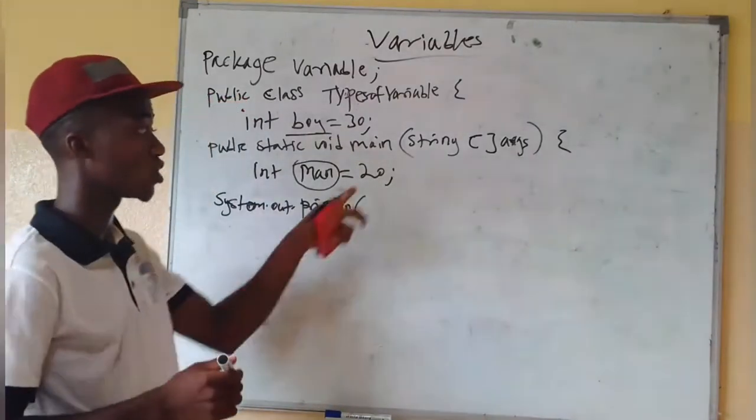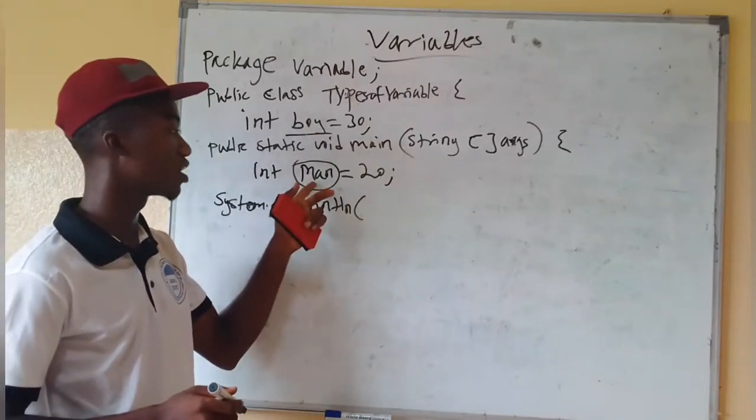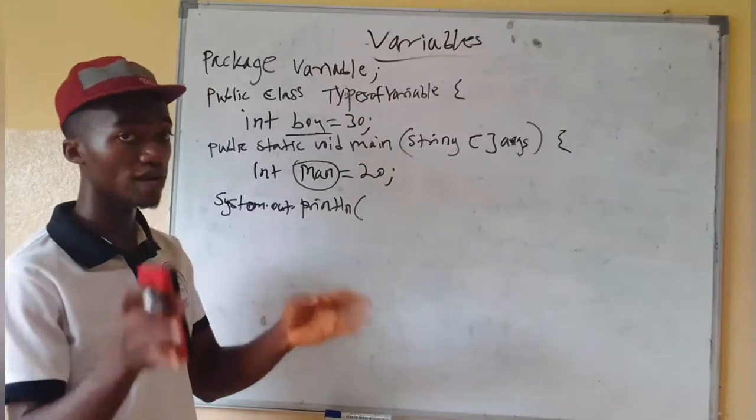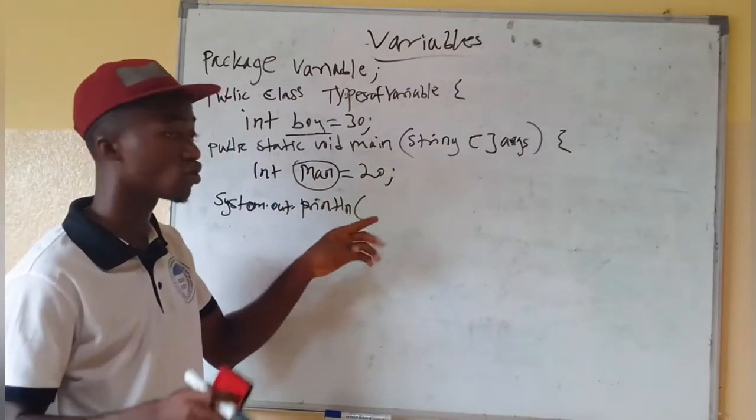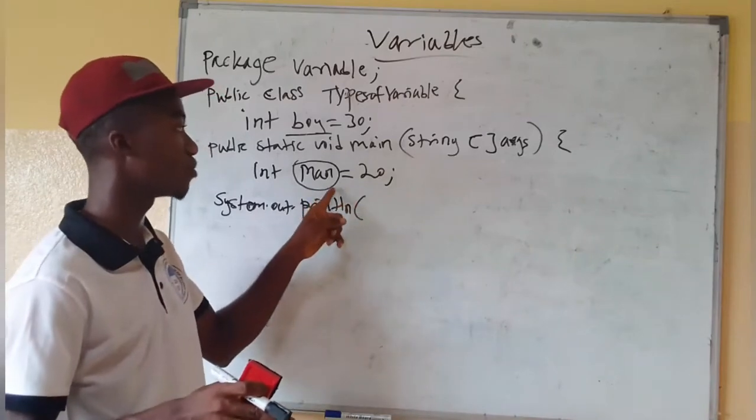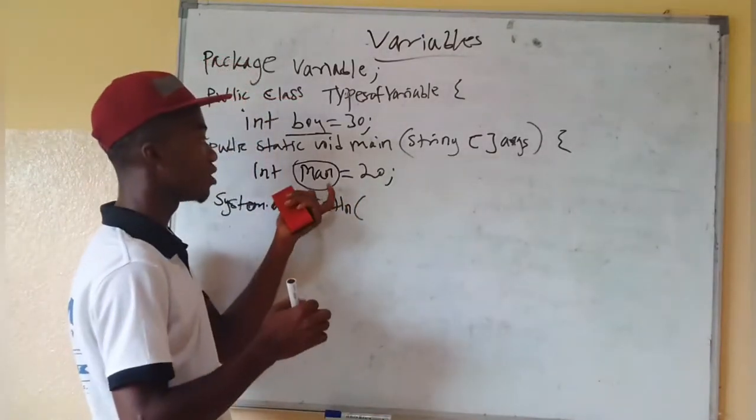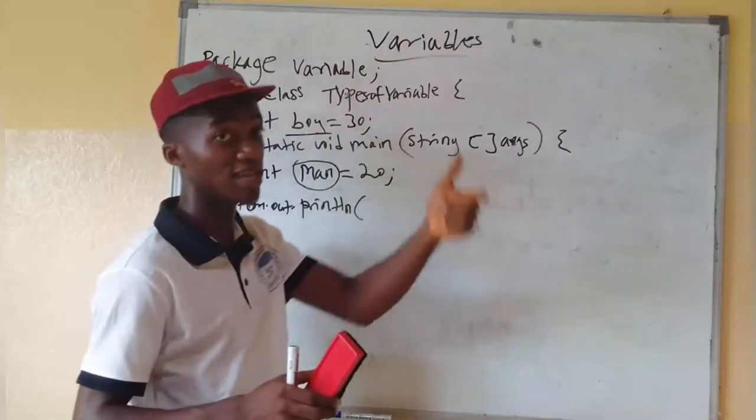If I want to have this 20 printed on the console, I'll just put man because this is a variable, and this variable I said they are what? Placeholders in memory. They store value. So you won't write 20 inside here, just write man. The compiler knows that man as a variable is storing what? 20.